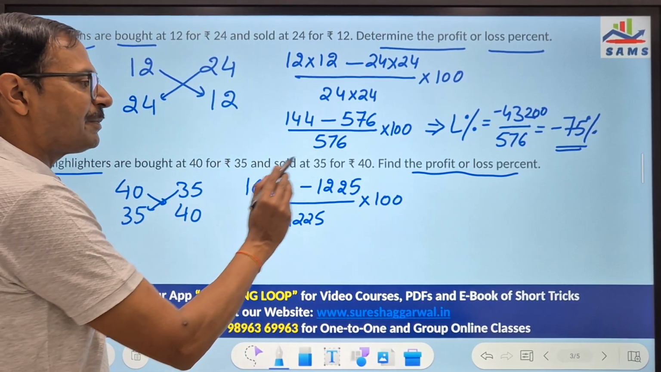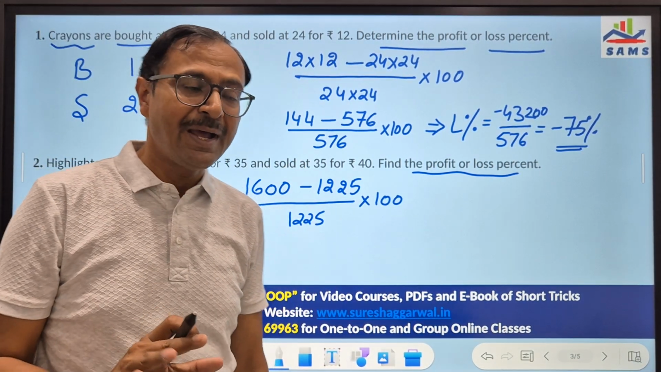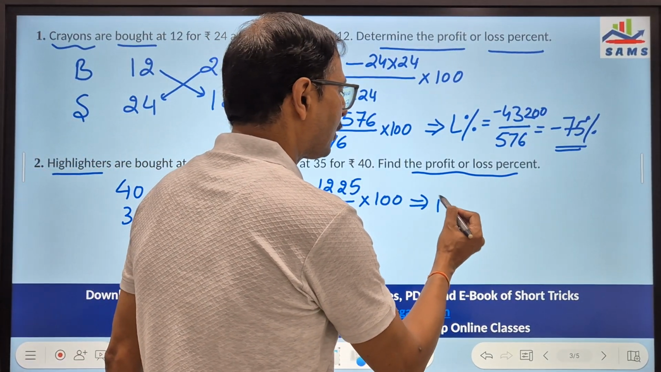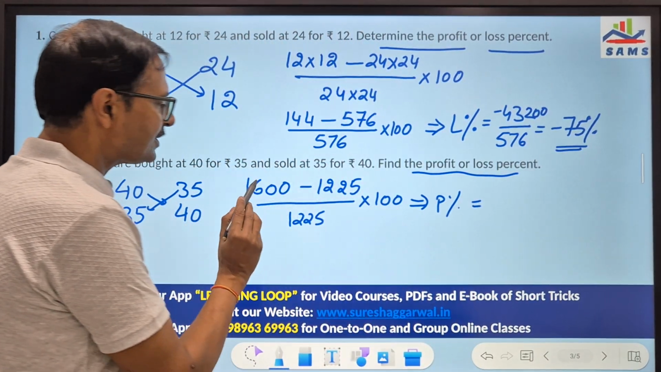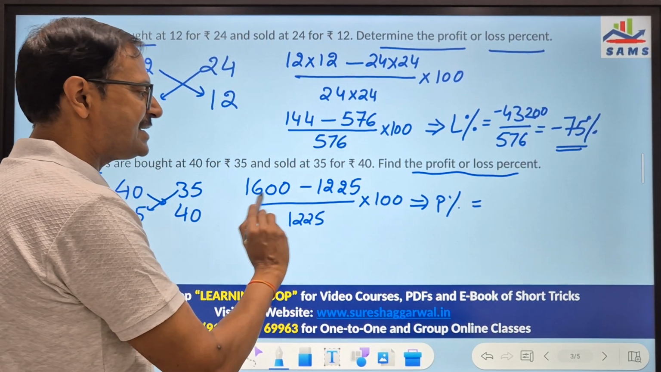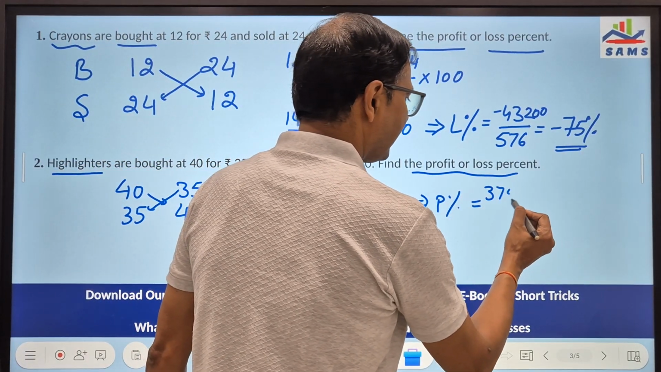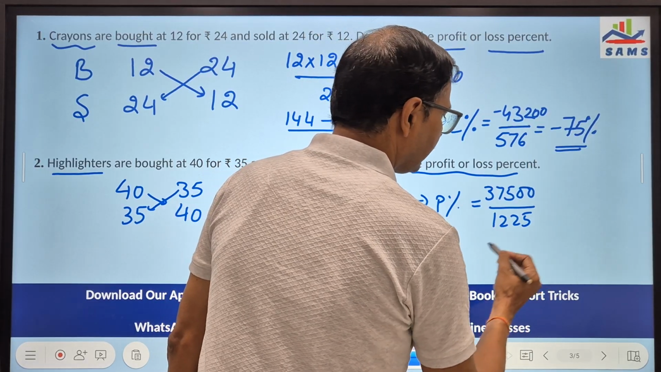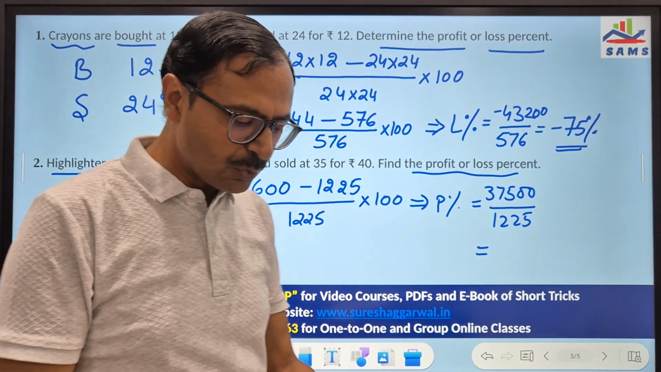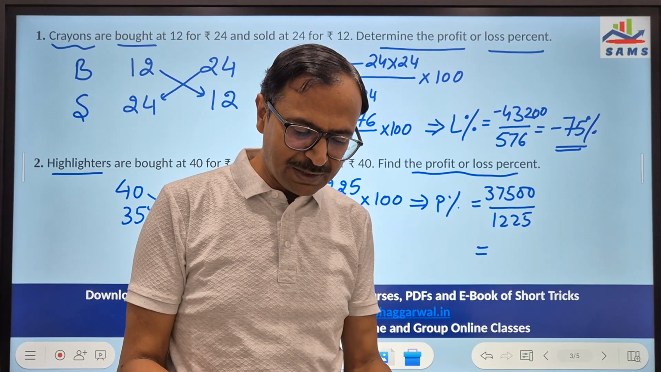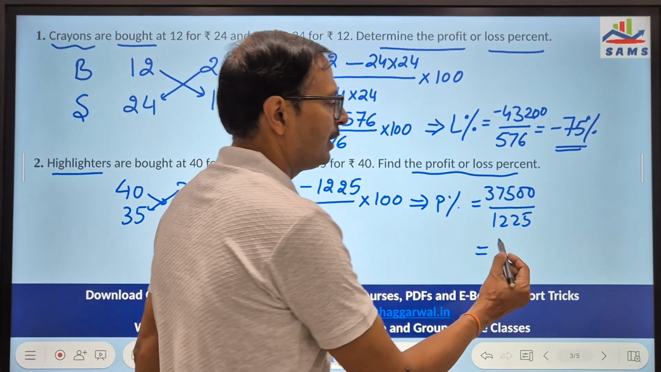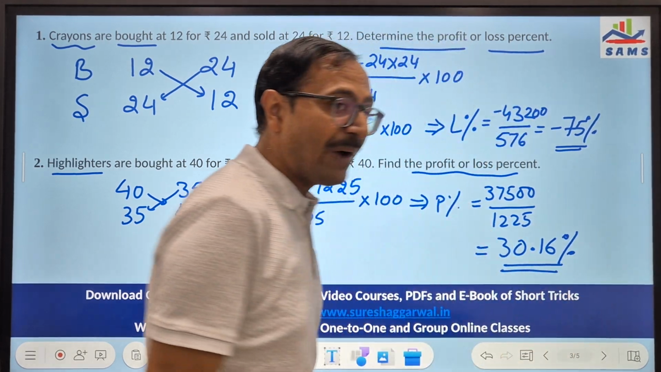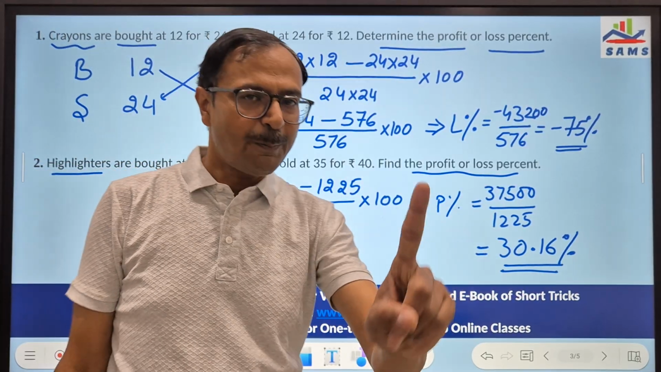So you can see 1600 minus 1225 is a positive number, and when you get a positive number, it is profit percent. So I'll write directly here, profit percent equals 1600 minus 1225 is 375, so 37500, and divide that by 1225 to get to the final answer. And I have already done it for you so that we can save time. This will give me 30.61% profit. Why profit? Because the answer is positive.